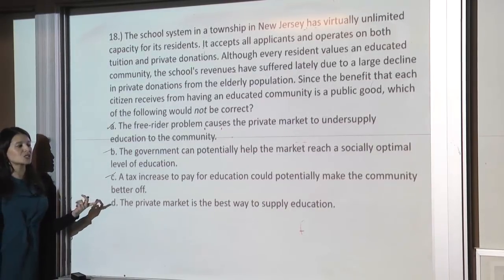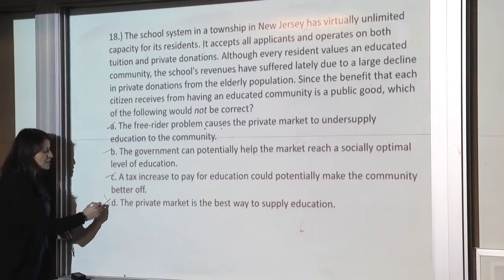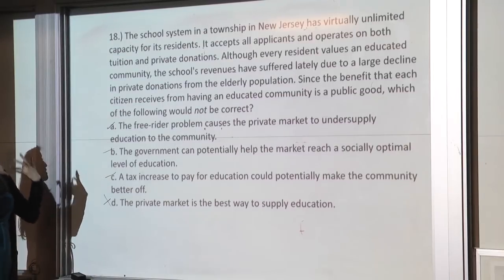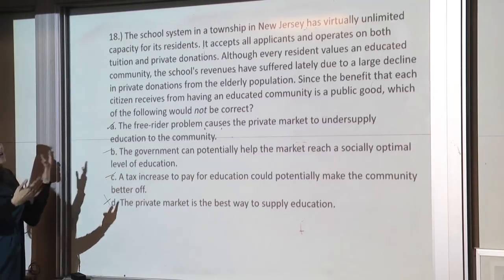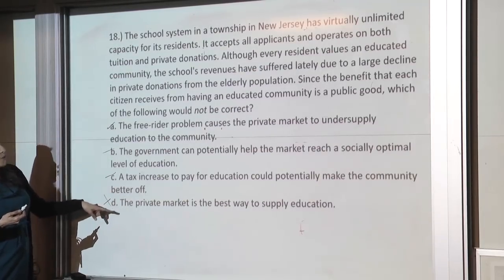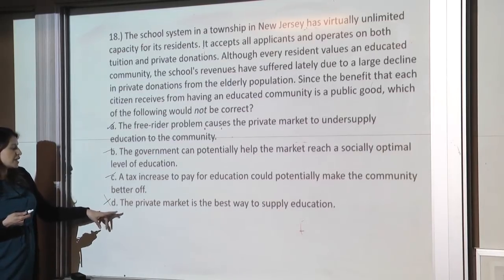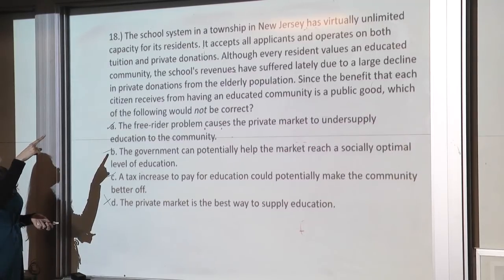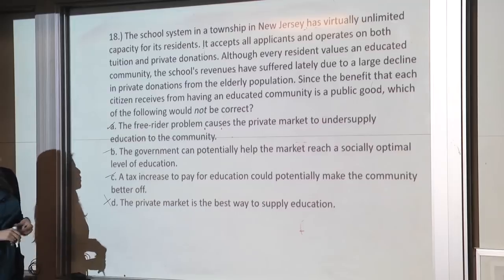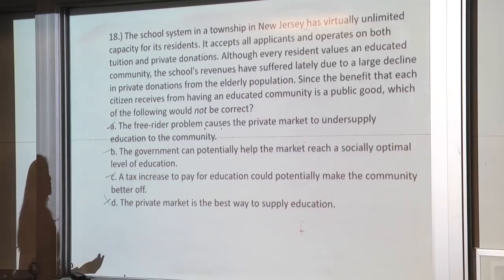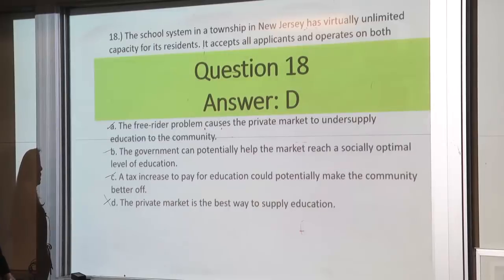The private market is the best way to supply education. This is the wrong answer because what they are talking about here is that this is a public good, everyone benefits from it. The answer that would not be correct is to change this into a private market, because a private market is rival and exclusive. So some people won't be able to get education, right? Whereas the whole community will benefit from it. Next one.